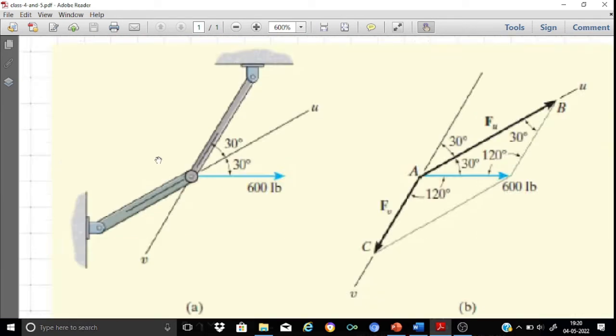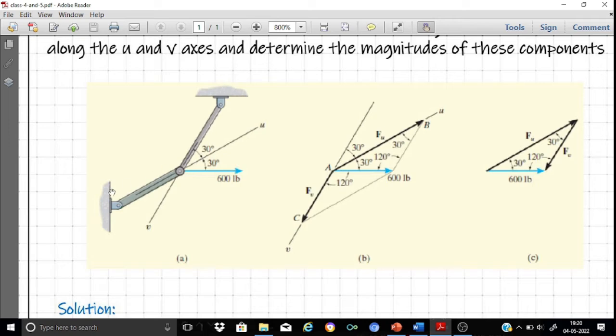Look here, as shown in figure A, you can see that two members are connected at a pin, and the pin joint that is common to the two members is subjected to a horizontal force of 600 lb, and the orientation of the two member axes are specified here. So as you can see that U axis is oriented along the first member and the V axis along the second member. So you are asked to find out what will be the magnitude of the components of this applied load 600 lb along the given U and V axis.